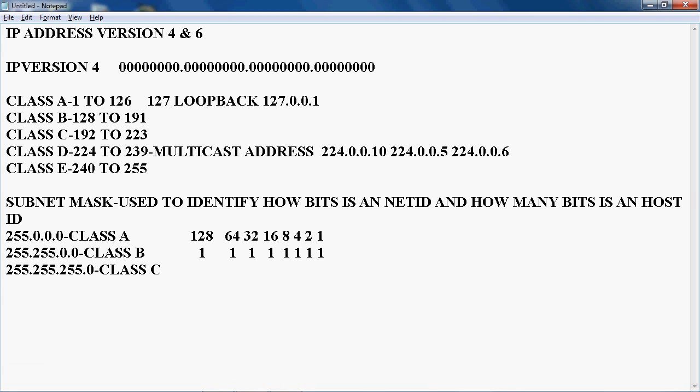Okay, let's see the example. So class A, class B and class C.